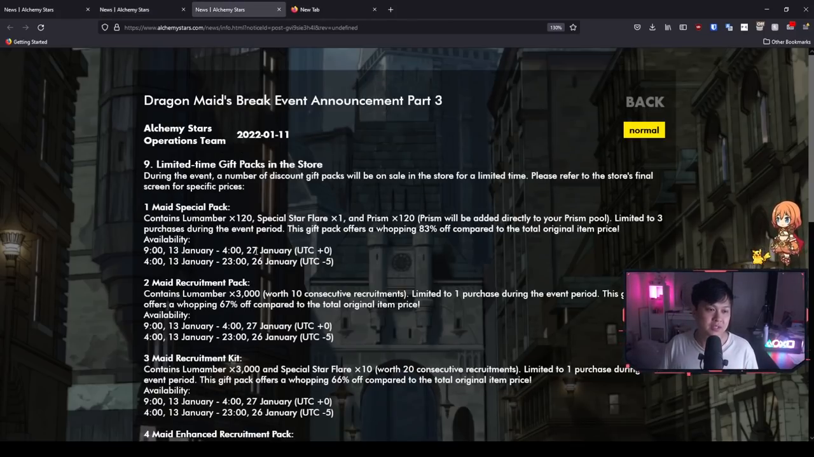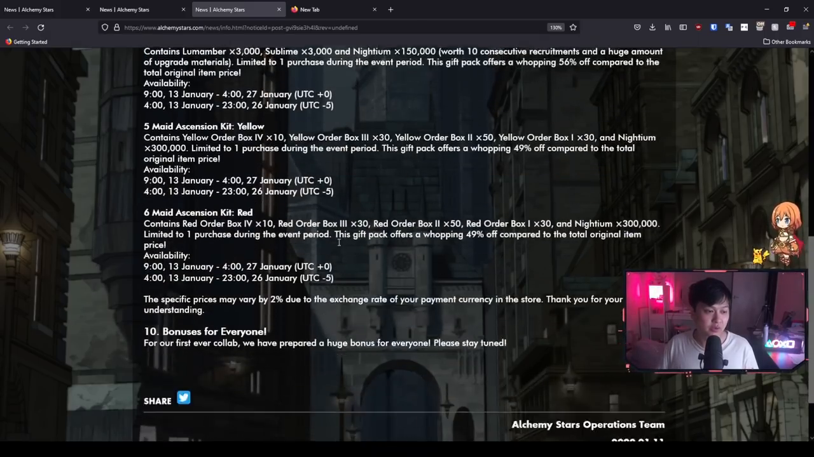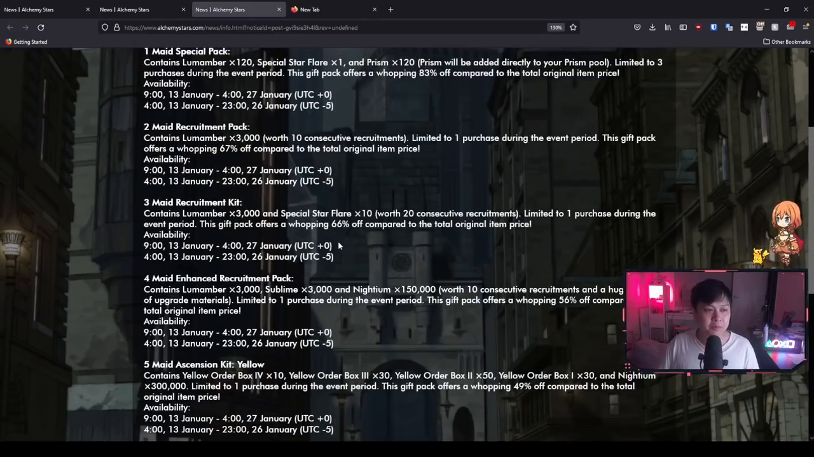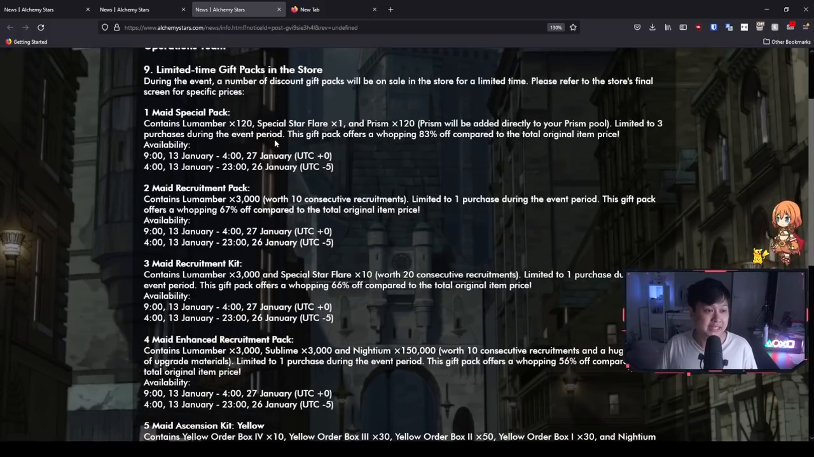This is going to contain quite a fair bit of packs. And to be honest, looking through all of this, I believe there's probably more packs here than there was for Christmas, which is exciting. It's a collab event. All right, so let's have a look at the different packs.